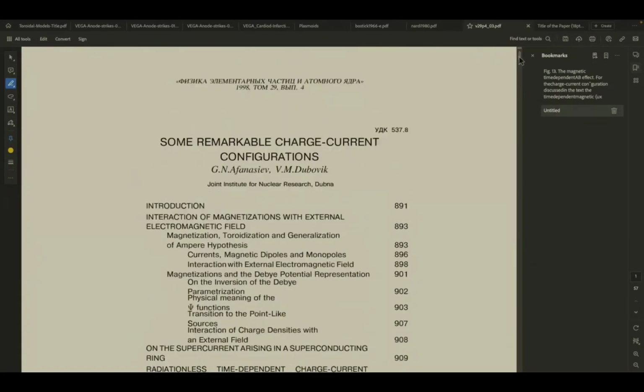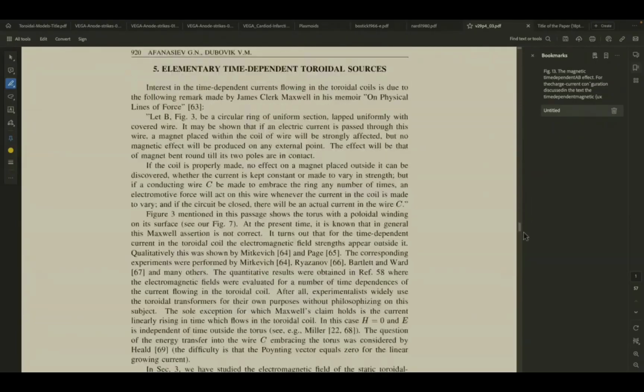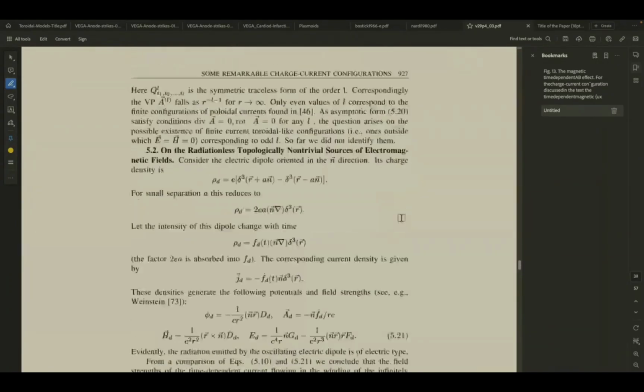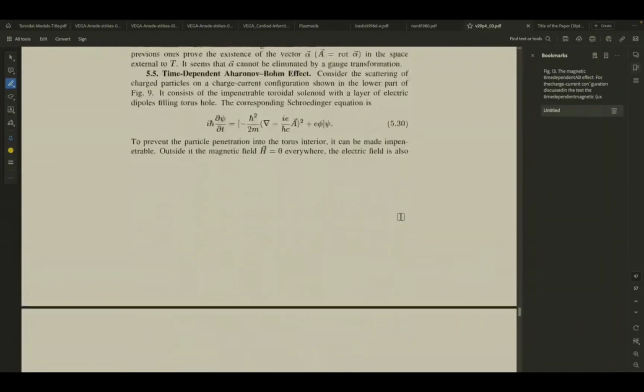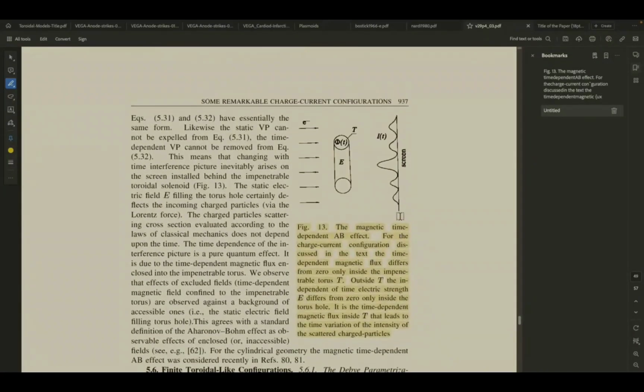And I have to say again, Dubovik is really at death's door right now. It's a real shame that we're going to lose him at this time when so much of his work is being found and discovered. But down here, there's something that I think is very, very interesting.